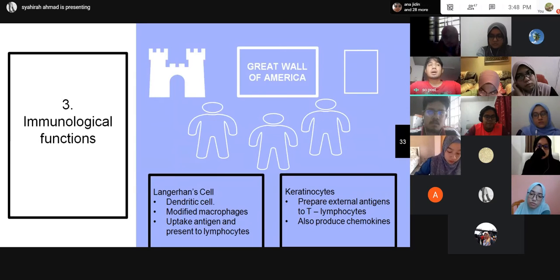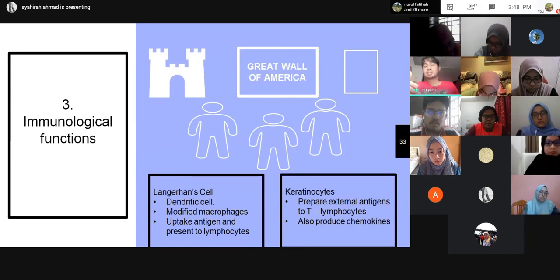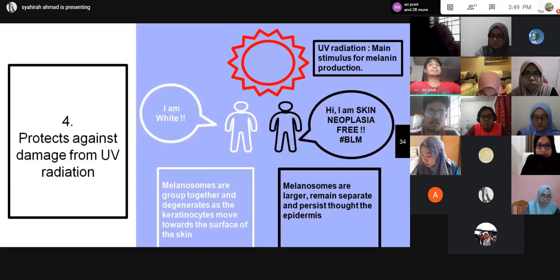Keratinocytes also provide chemokines that attract cells of the immune system to the skin, and a large number of cytokines that can attract and guide an immune response. The next.